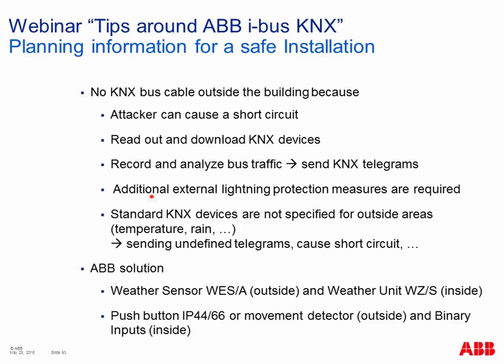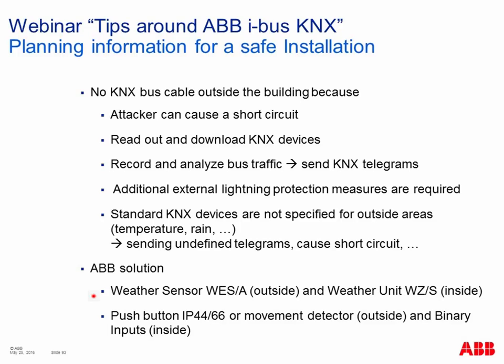So the best solution, or the ABB solution we recommend, is to never take the KNX cable outside. Use, for example, our weather sensor, the WES, which is installed outside. And inside the building, in the DB, we have our weather unit. The communication between the weather sensor and the weather unit is only internal communication. So when someone outside manipulates the weather sensor, it does not affect our KNX installation inside or the weather unit.